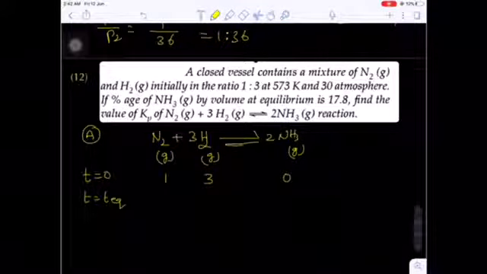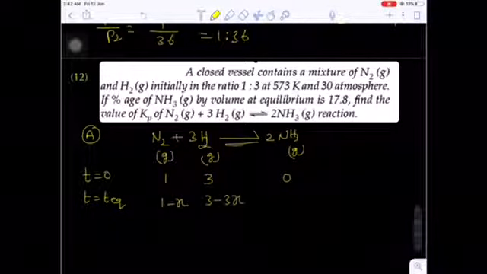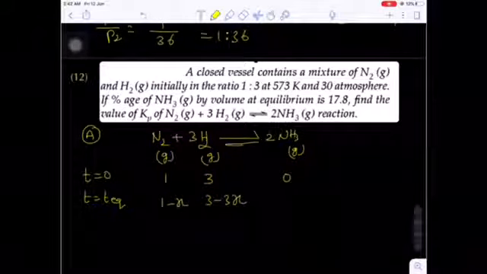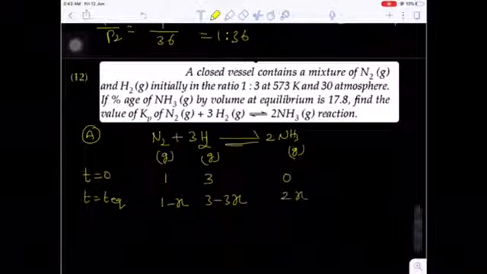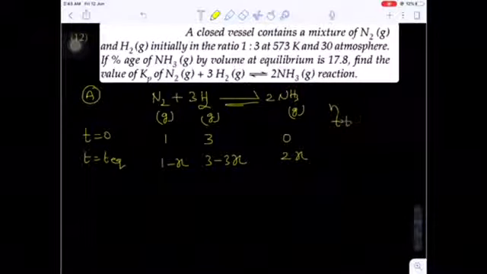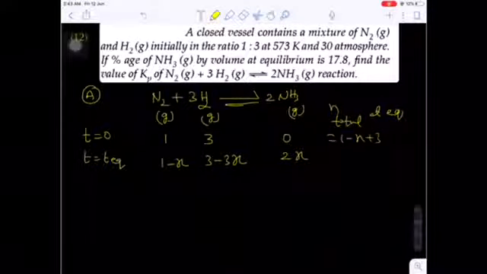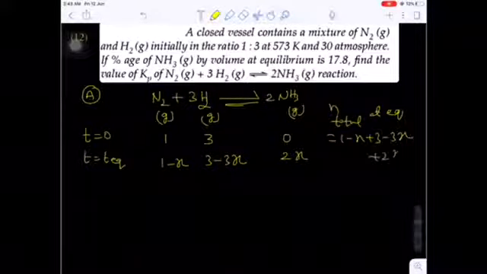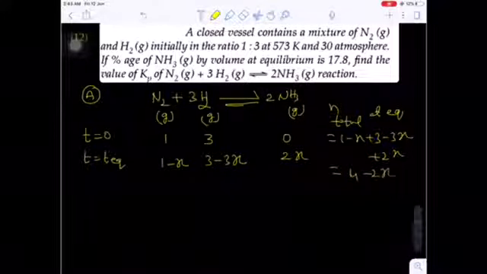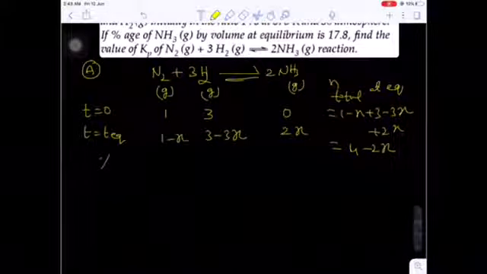Let's suppose at equilibrium x moles of nitrogen decomposes, then 3x moles of hydrogen decomposes, because they react in a 1:3 ratio, and 2x moles of ammonia will be formed because the stoichiometry of ammonia is 2. So what is the total number of moles at equilibrium? 1 - x + 3 - 3x + 2x, which is equal to 4 - 2x. This is the total moles at equilibrium.